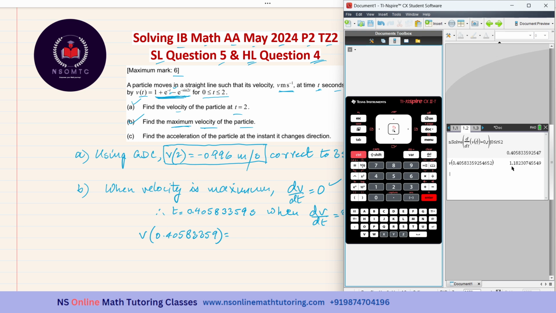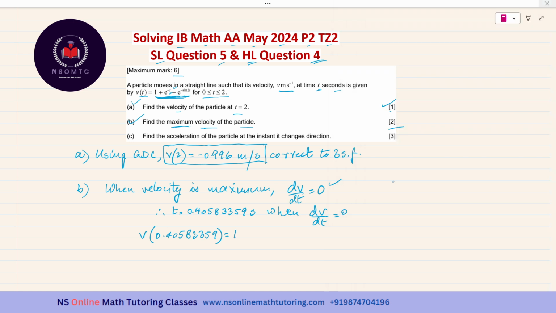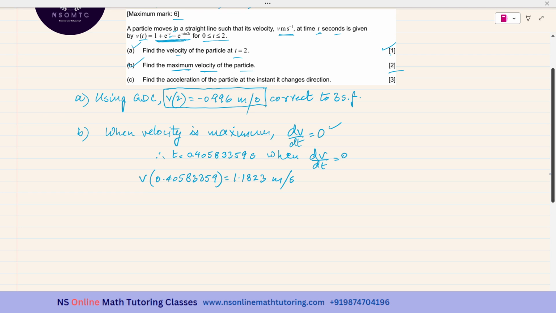1.182307. So 1.1823 I'm taking first of all. So it is 1.1823 meter per second. Therefore, the maximum velocity is equal to 1.18 meter per second, correct to 3 significant figures.